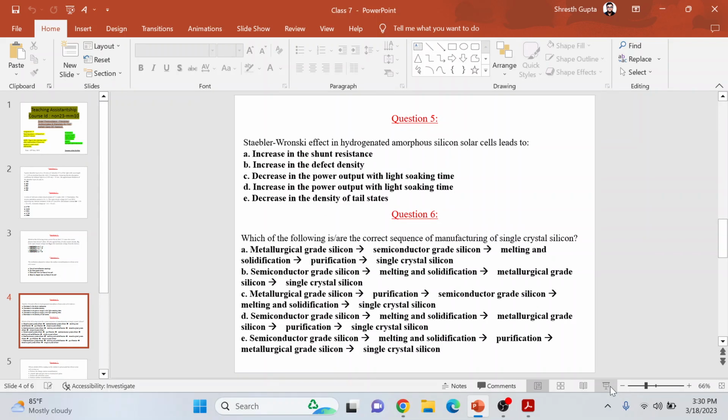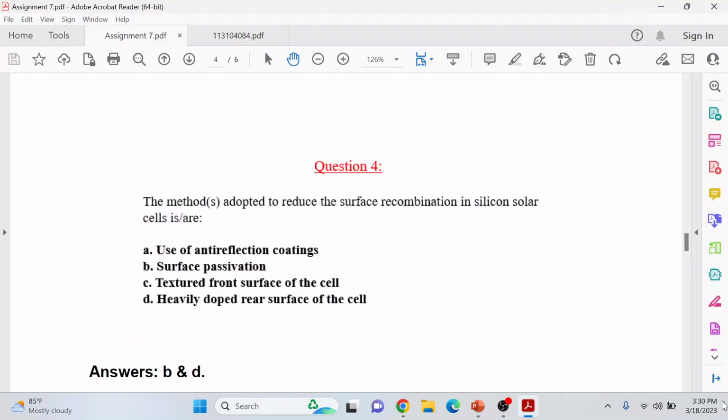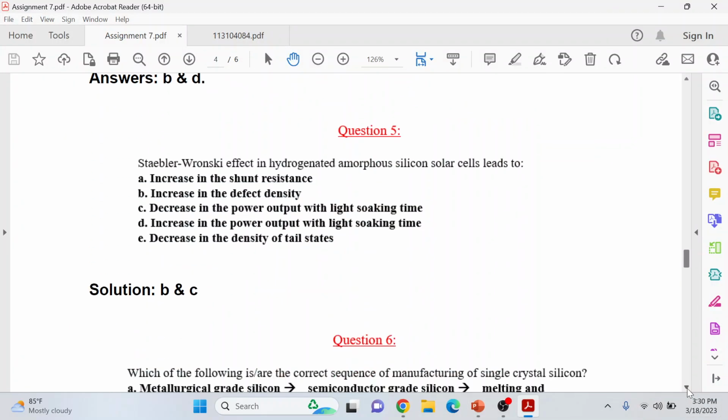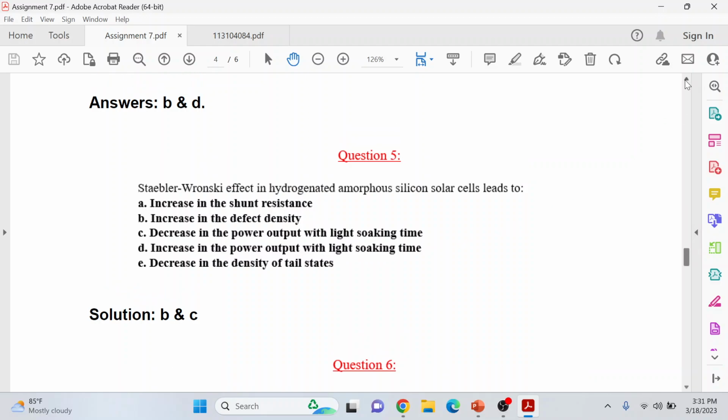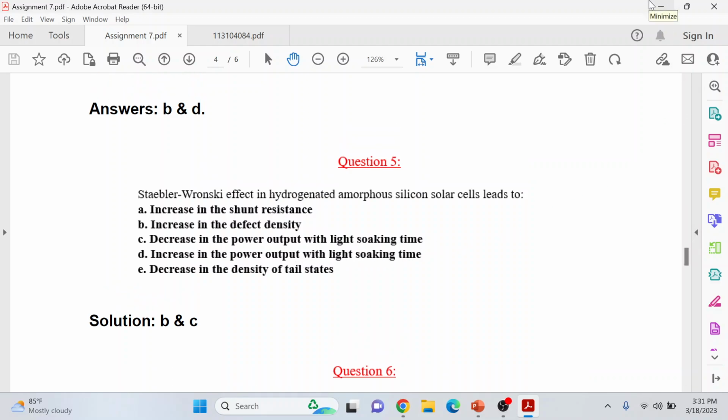Okay, so for the viewers later, the answer as he said is right. The answer to the fifth question is B and C: increase in the defect density and decrease in the power output with light soaking time. Let me explain what the Staebler-Wronski effect is. In common language, the Staebler-Wronski effect refers to a light-induced metastable change. It is a property of hydrogenated amorphous silicon.